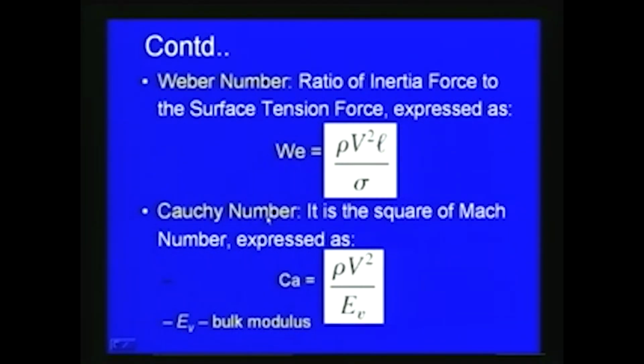Another important dimensionless number is the Cauchy number. Cauchy number is the square of the Mach number. We have already seen the Mach number. It is defined as Ca is equal to rho V square by Ev, where V is the velocity, rho is the density, and Ev is the bulk modulus. Wherever the compressibility effect is much more important, the Cauchy number is utilized.